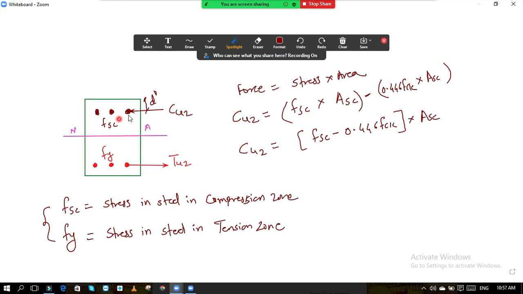But now we are dealing with our steel which is in compression zone. So compression zone मध्ये स्टील मधला स्ट्रेस वेगळा असणार आहे. तर तो जो स्टील मधला स्ट्रेस आहे तो आपण कुठल्या नोटेशनने देतो, तर त्याला FSC म्हणतात. So this is called as FSC, which is nothing but stress in steel in compression zone.